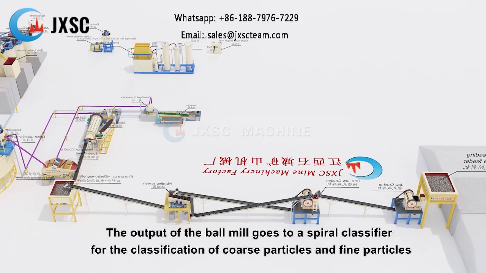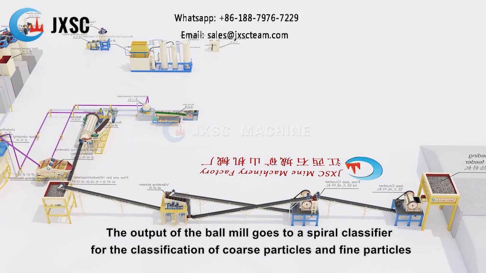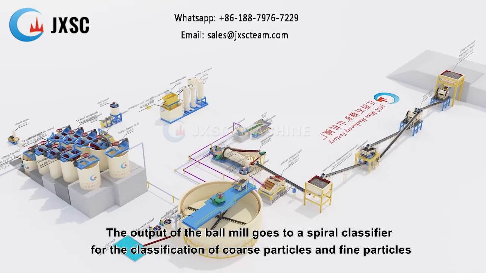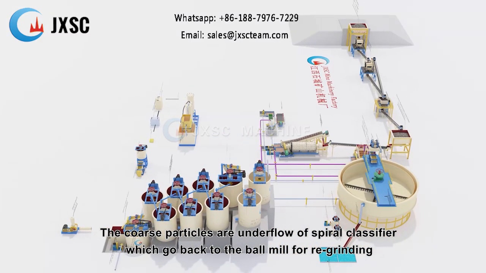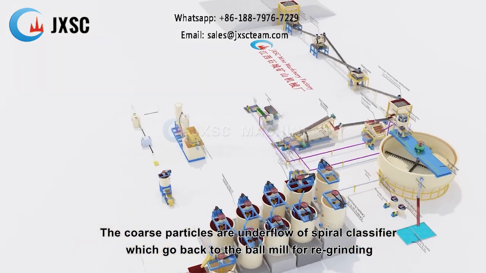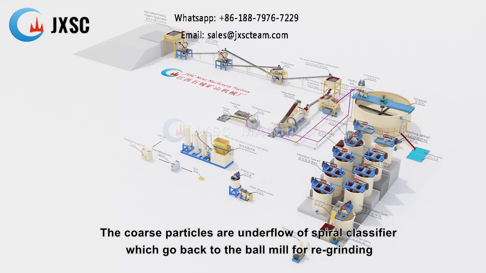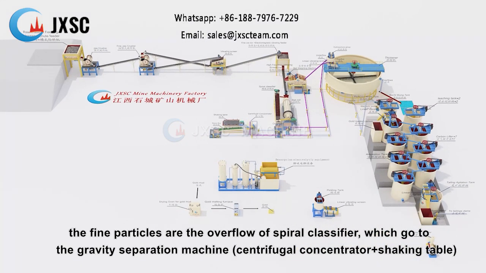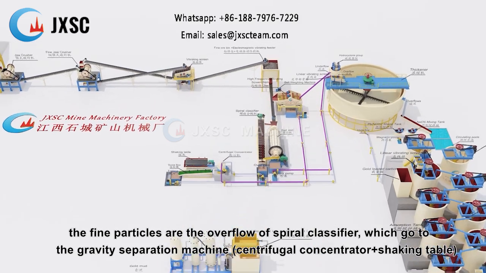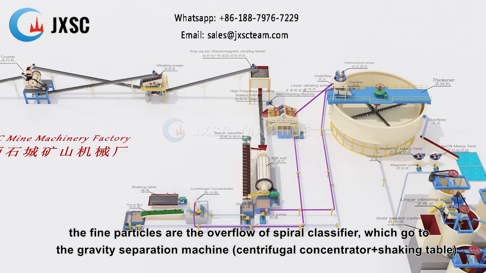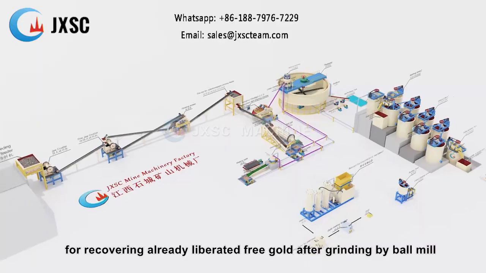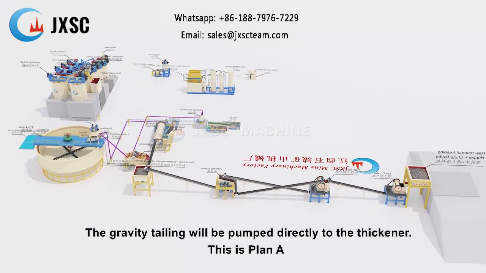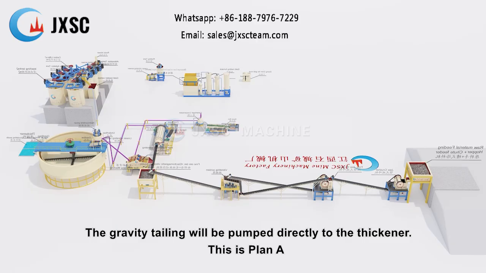from the rock. The output of the ball mill goes to a spiral classifier for the classification of coarse particles and fine particles. The coarse particles are underflow of spiral classifier, which go back to the ball mill for regrinding. The fine particles are the overflow of spiral classifier, which go to the gravity separation machine, centrifugal concentrator plus shaking table, for recovering already liberated free gold after grinding by ball mill. The gravity tailing will be pumped directly to the thickener.